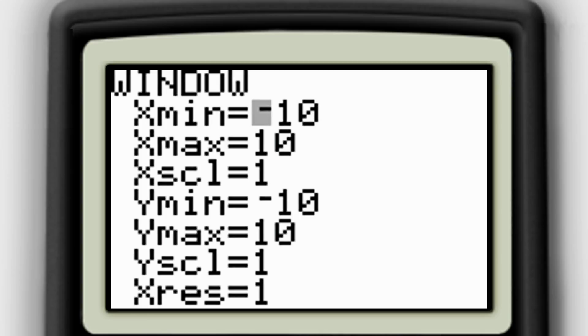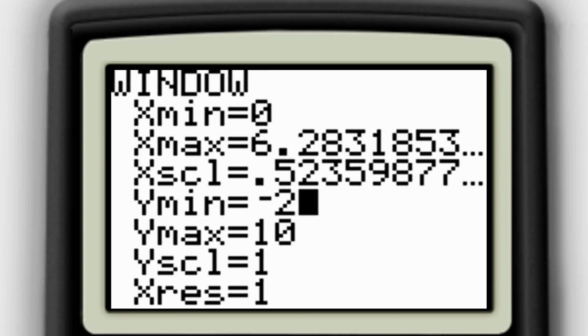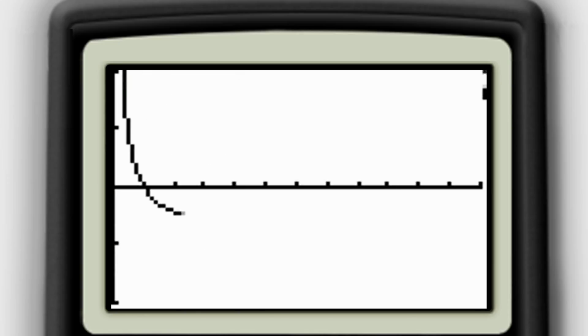Since we're just looking at where the solutions are on the interval from 0 to 2 pi, we'll make our x min 0 and our x max 2 pi. And since our solutions are multiples of pi over 6, we'll make our x scale count by pi over 6. So each tick mark on the x-axis will be counting by pi over 6. And we'll make our y min -2, y max +2, and the y scale just counting by 1. So now we're all set, and we can press the graph button.